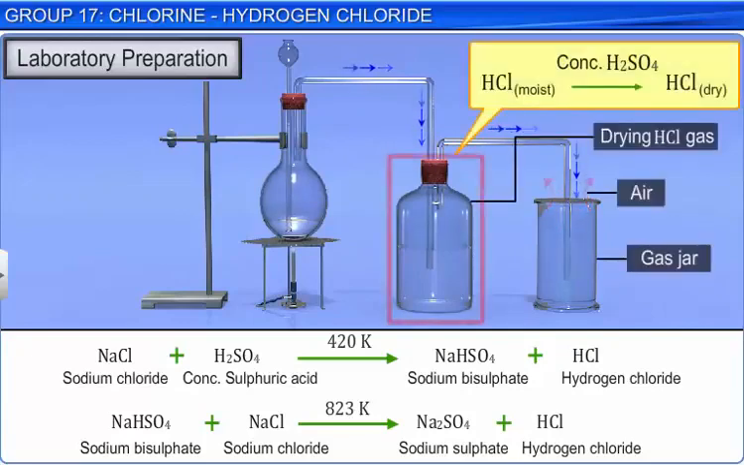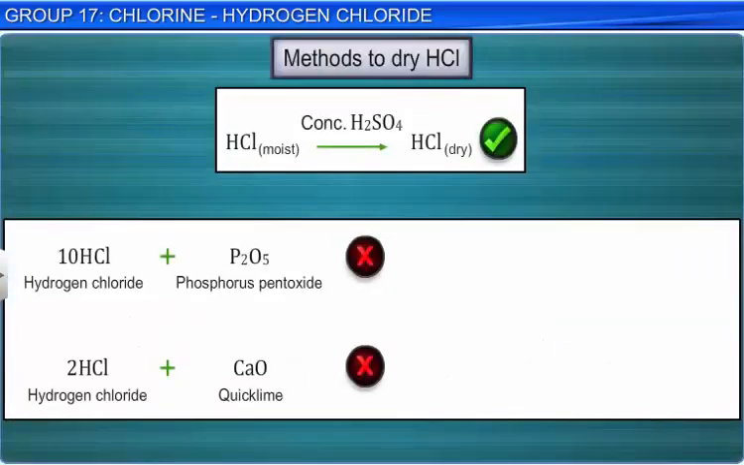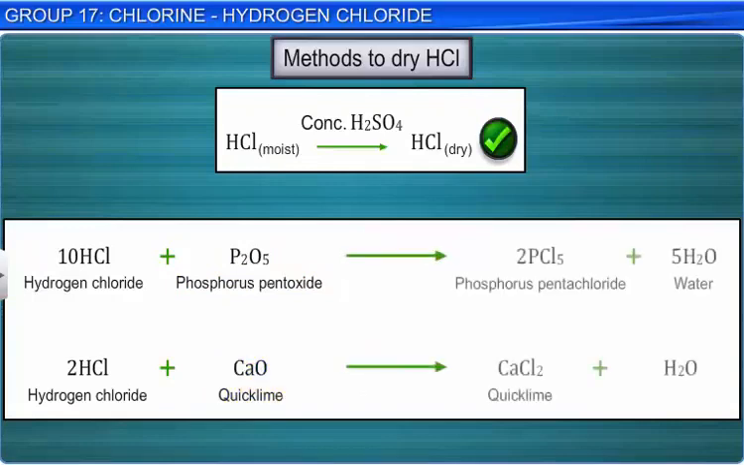The HCl gas is dried by passing it through concentrated sulfuric acid. Note that HCl is not dried either over phosphorus pentoxide or quicklime because it reacts with them both, as shown here.